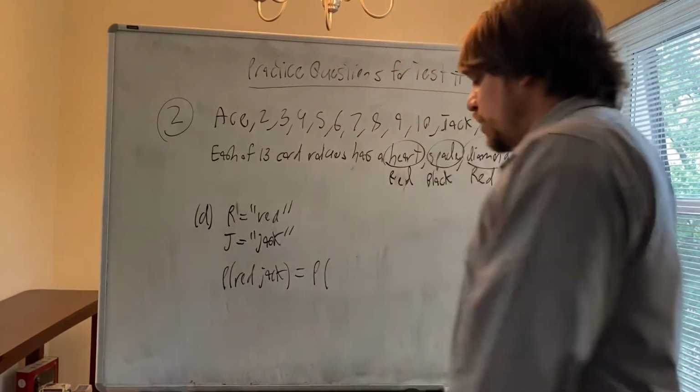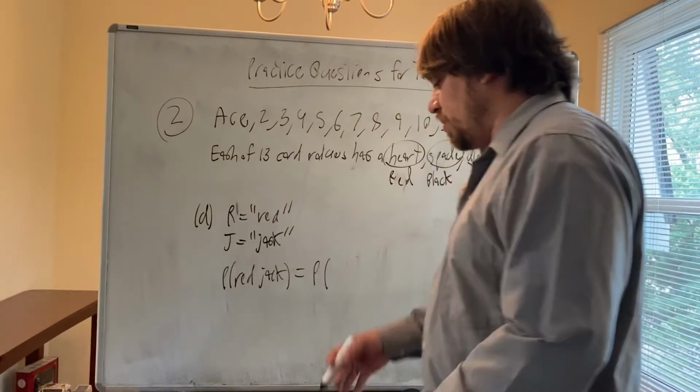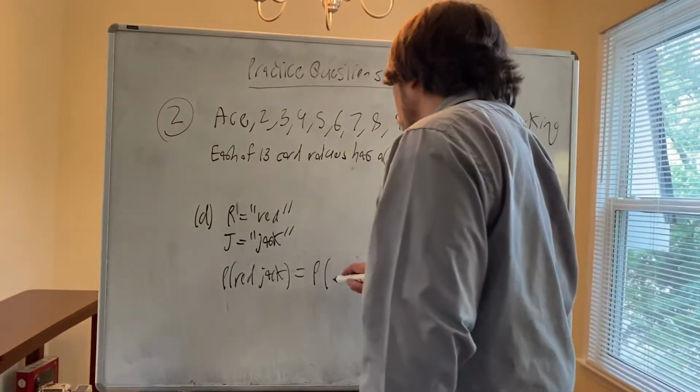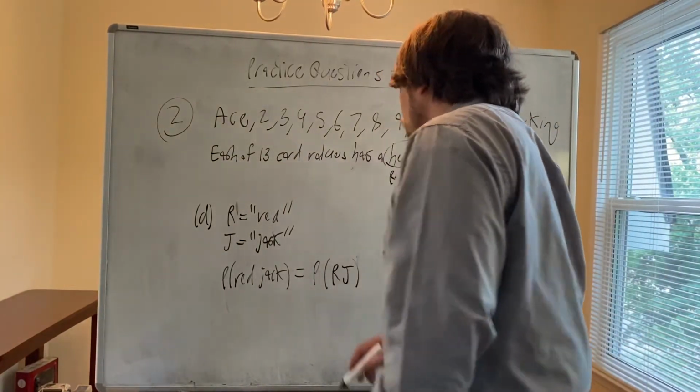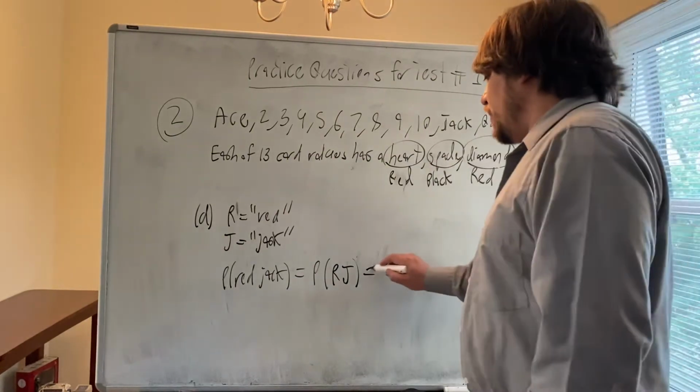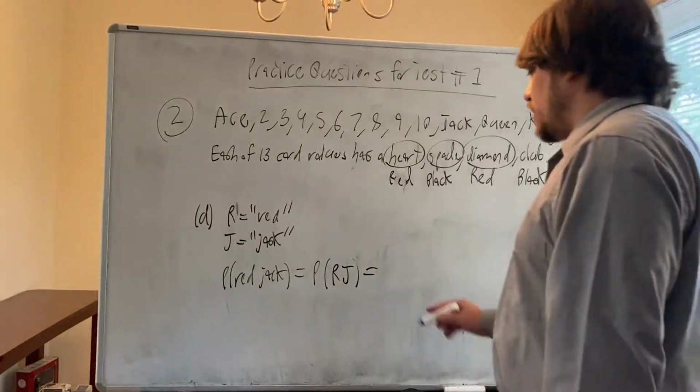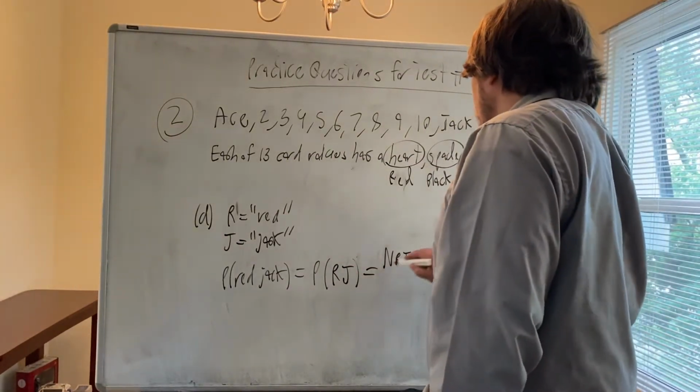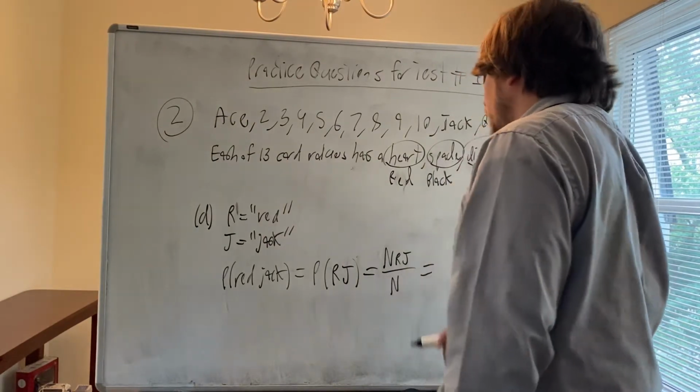So it's not red or jack, it's a red jack, meaning the card is both red and a jack. So this is the probability of RJ, the intersection of the event of a red card and a jack. This is the number of red jacks divided by the total number of cards in the deck.